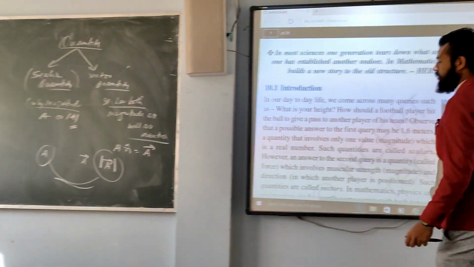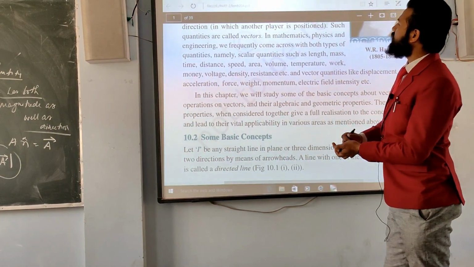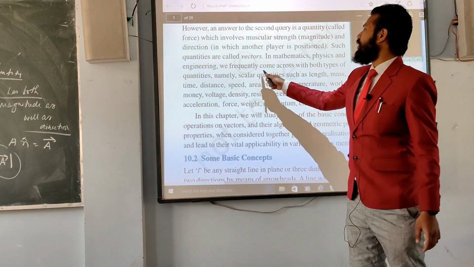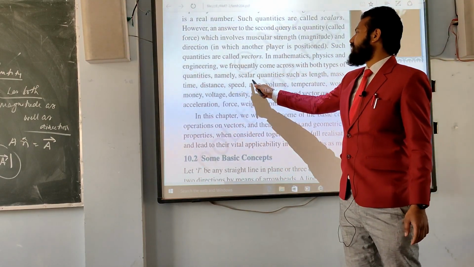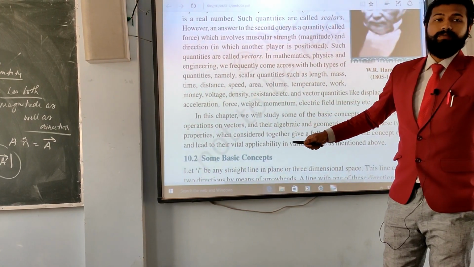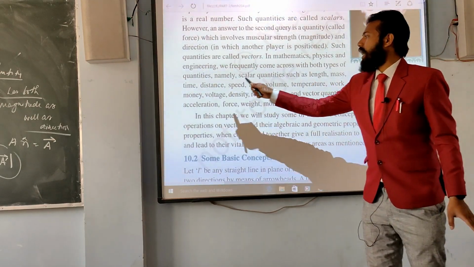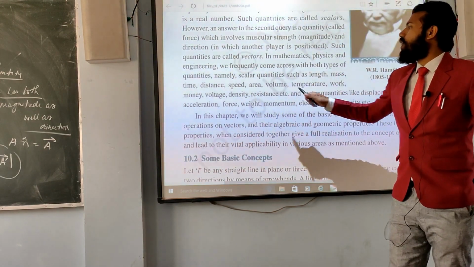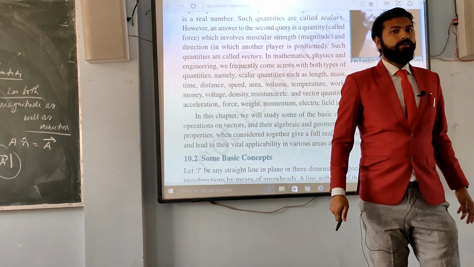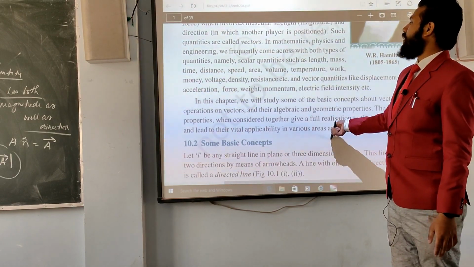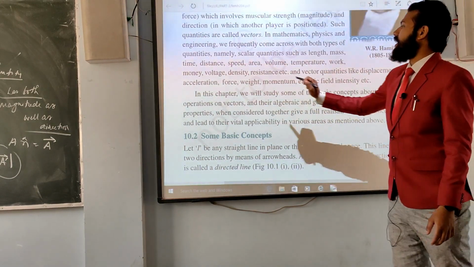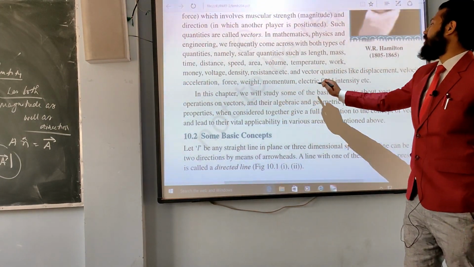What are the applications? You can see various applications in real life. In mathematics, physics and engineering, we frequently come across both types of quantities, namely scalar quantities such as length, mass. What are some examples of scalar quantities? It is given so clearly on the first page of the introduction part: length, mass, time, distance, speed, area, volume, temperature, work, money, voltage, density, resistance, etc. Now what are the examples of vector quantities? This is given so nicely here: displacement, velocity, acceleration, force, weight, momentum, electric field intensity, etc.